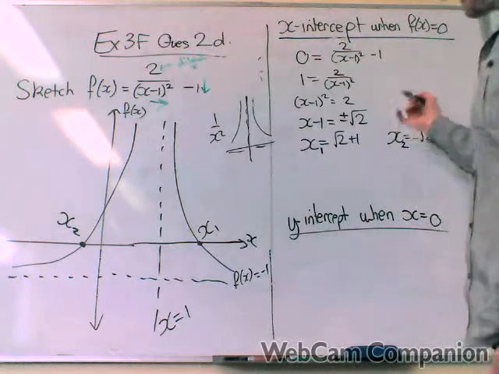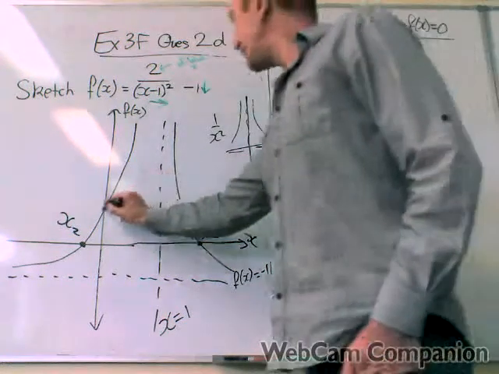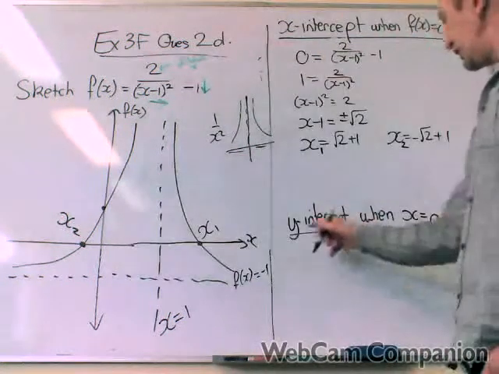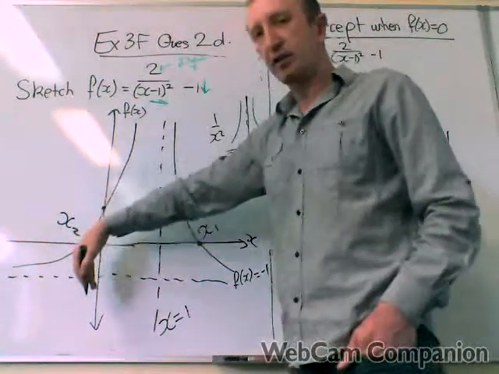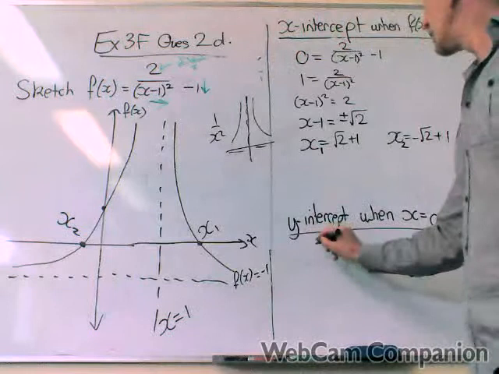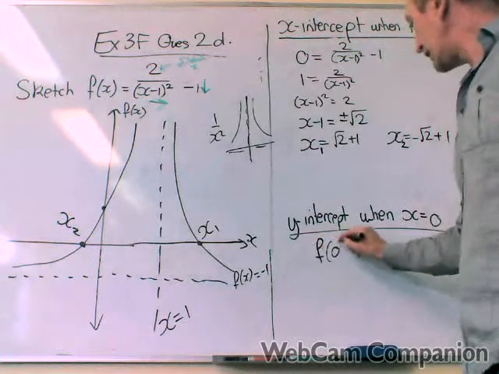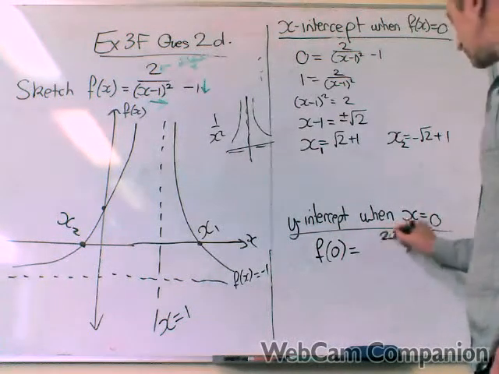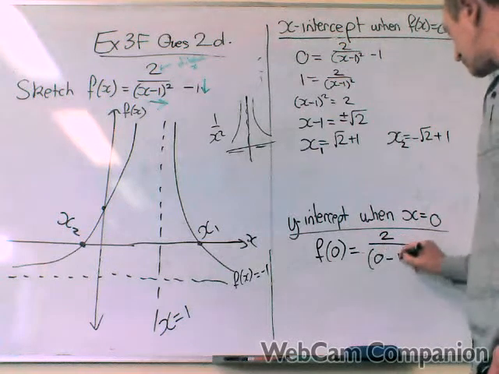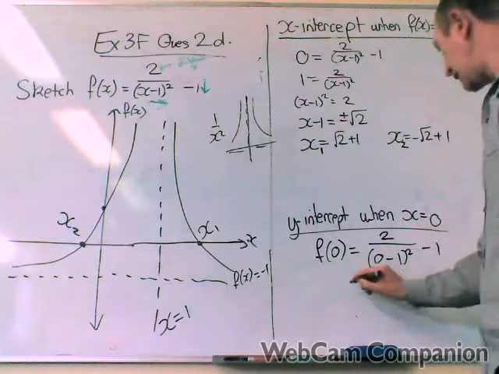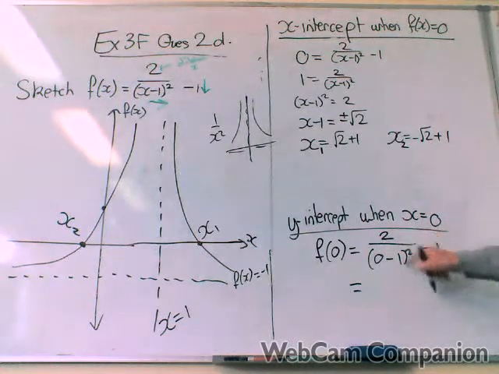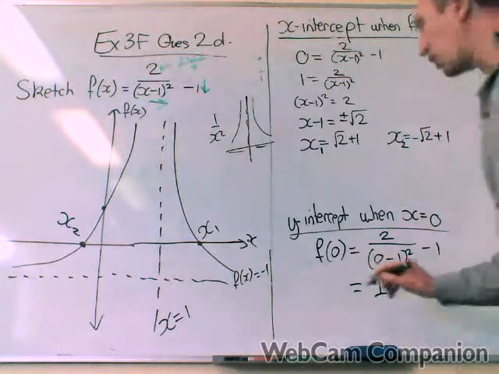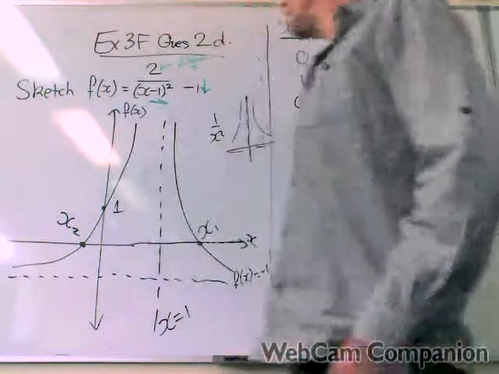I found my x-intercepts. I need to find my y-intercept. What's my y-intercept? And then I'm done. Y-intercept when x equals 0, because when I'm at the y-axis, x is equal to 0. So I need to evaluate f(0). That becomes 2 over (0 minus 1) squared, take away 1. We evaluate that. Minus 1 squared is 1. 2 divided by 1 is 2. 2 minus 1 is 1. So my y-intercept is 1.